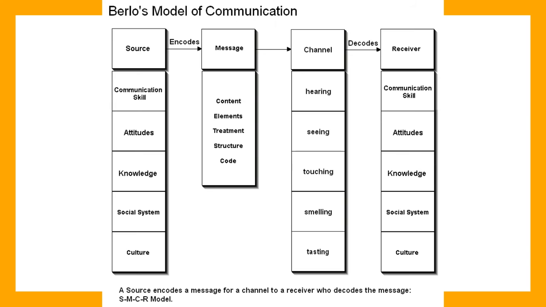In order for a communication to prosper, the source and receiver must have the same communication skills, right attitude, have background knowledge, have the same social system, as well as have the same culture. The message should have a content, has right elements, has right treatment, has correct structure, and correct code. The channel could be in the form of hearing, seeing, touching, smelling, and tasting.